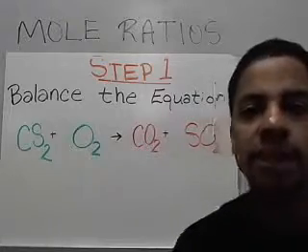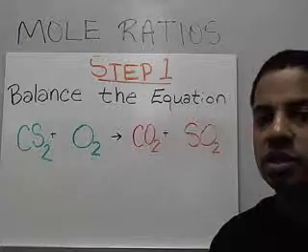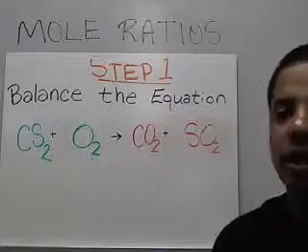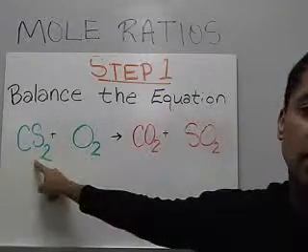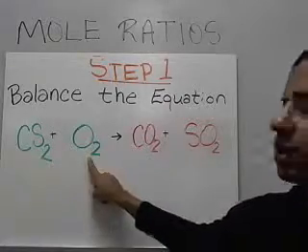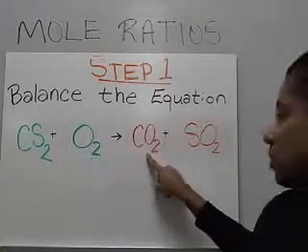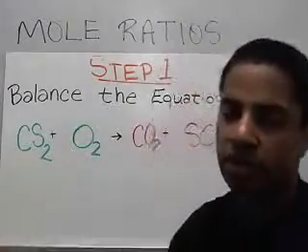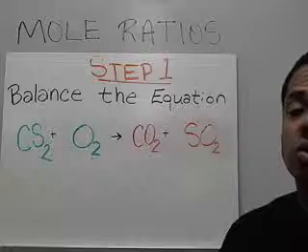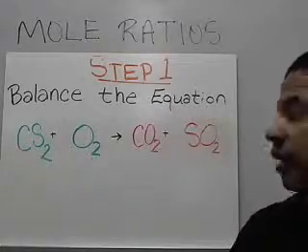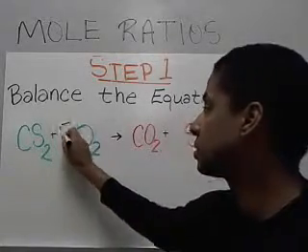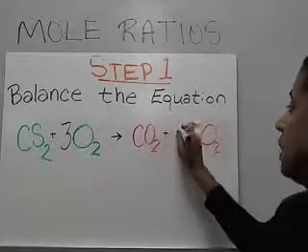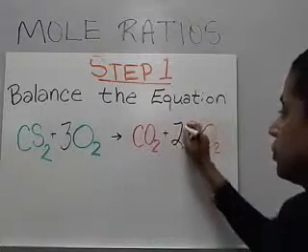Okay, step 1 in calculating your mole ratios is to balance your chemical equation. In this example, we have that carbon disulfide combines with oxygen gas to give us carbon dioxide and sulfur dioxide. Go back and review your balancing equations, and you'll find that the coefficient that goes in front of this O2 is a 3, and the coefficient that goes in front of this sulfur dioxide is a 2.